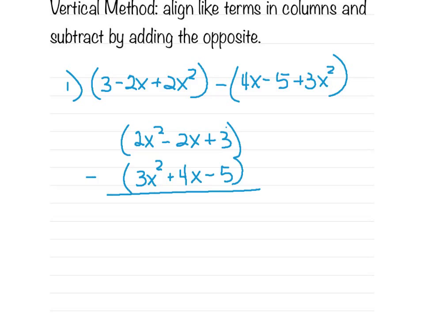Please note that I am subtracting a trinomial, and the rule of subtraction says that subtraction means you add the opposite. So instead of subtracting this trinomial, I will add its opposite. So I change my problem to addition, and I change all of my signs. Okay, so let's add. 2x squared plus negative 3x squared is negative 1x squared, or just negative x squared. Negative 2x plus negative 4x is negative 6x, and positive 3 plus 5 is positive 8.